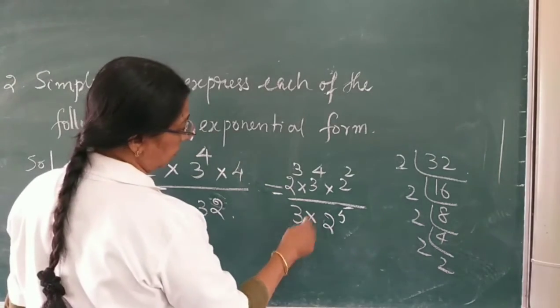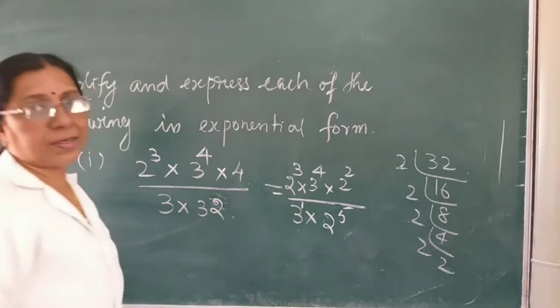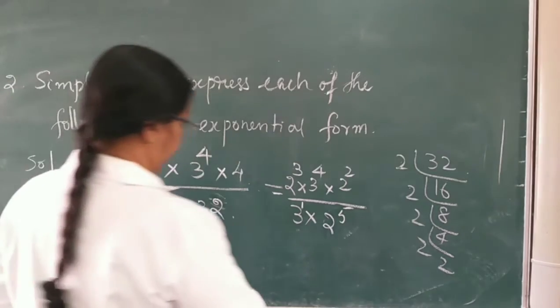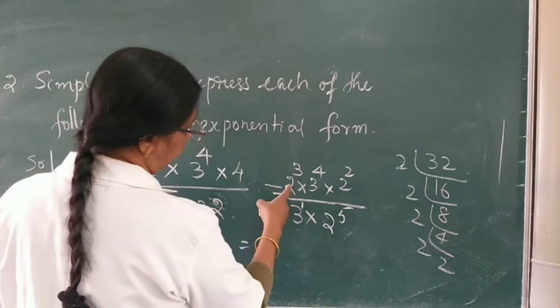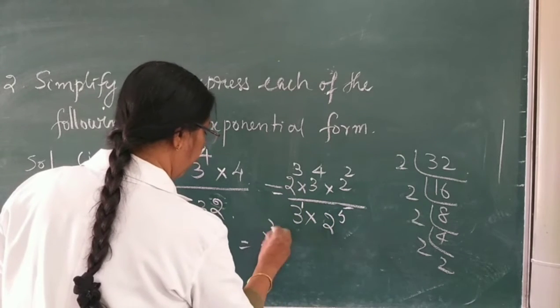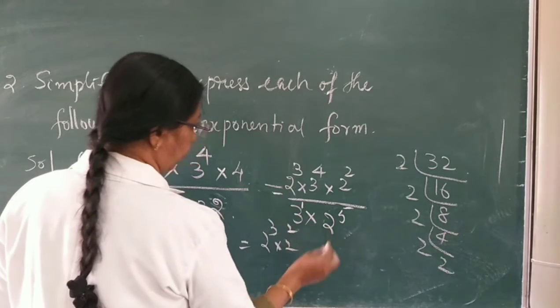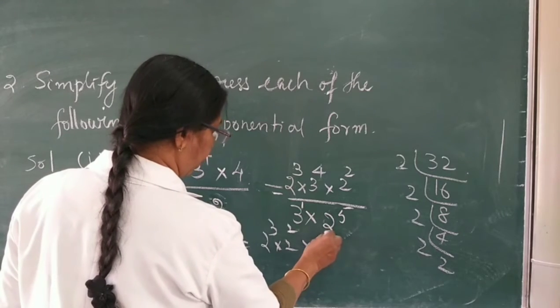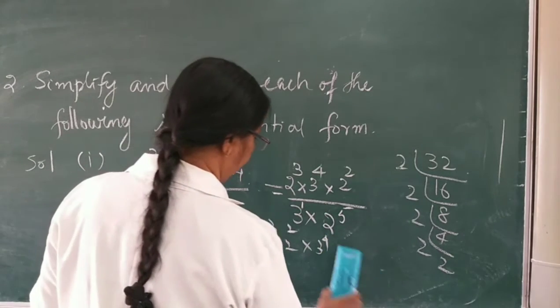See, this 3 means 3 raised to 1. Saying 3 means it is 3 raised to 1. Now look again here, we can write these two together: 2 cube into 2 raised to 2 into 3 raised to 4. Can you see here?